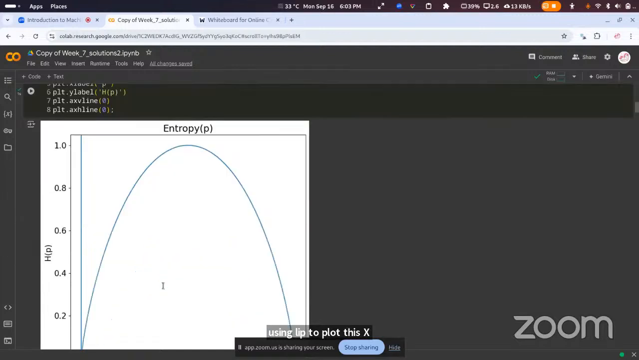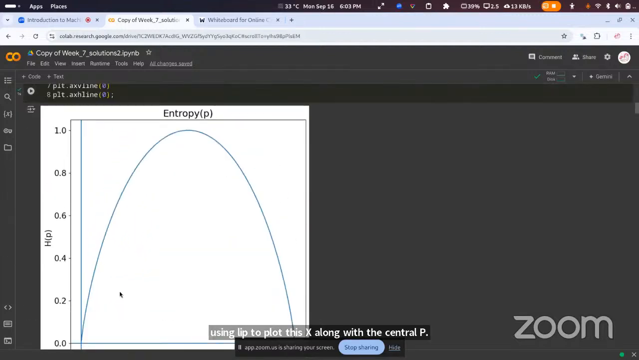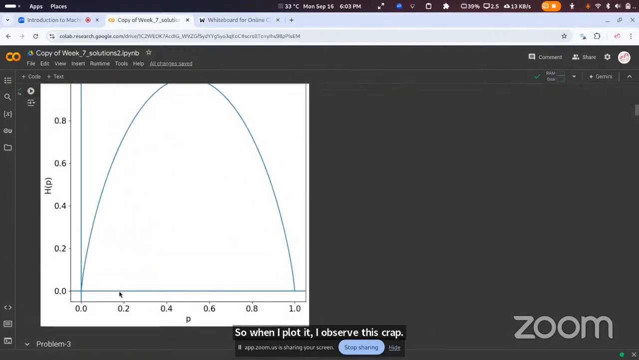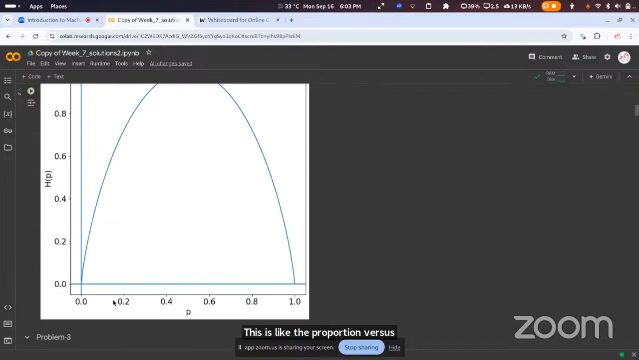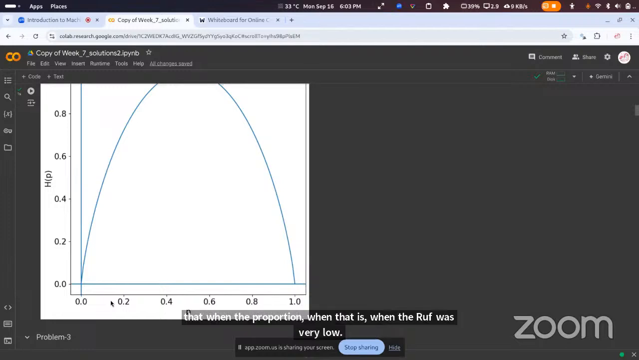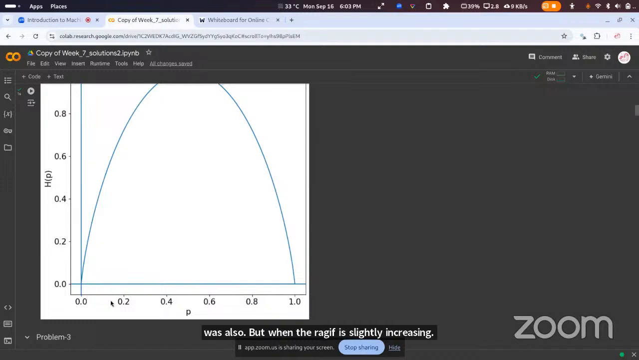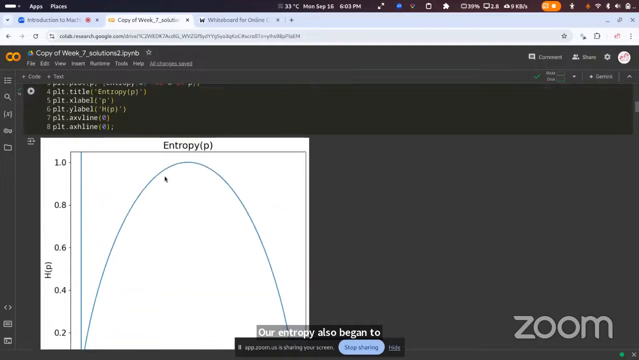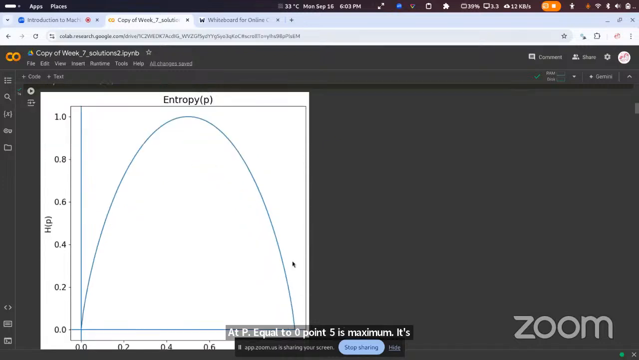So when I plot it, I observe this graph. This is the proportion versus the entropy graph. Note that when the value of p was very low, entropy was also low. But when the value of p slightly increases, the entropy also began to increase. But once at p equal to 0.5, you can observe that entropy is maximum. It's almost close to 1. And after that, it is again decreasing.